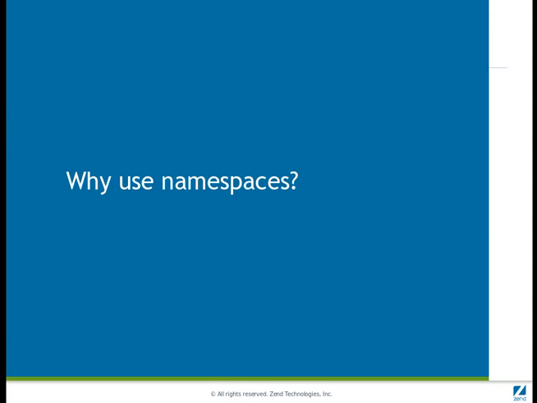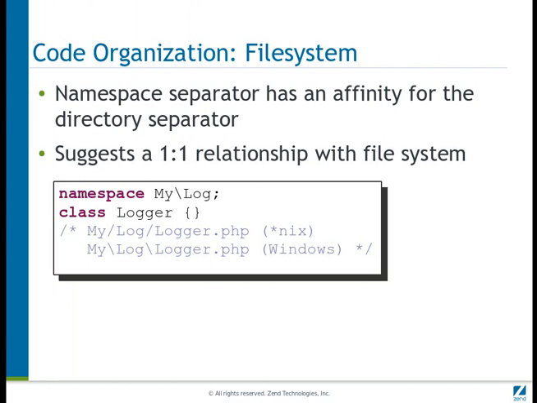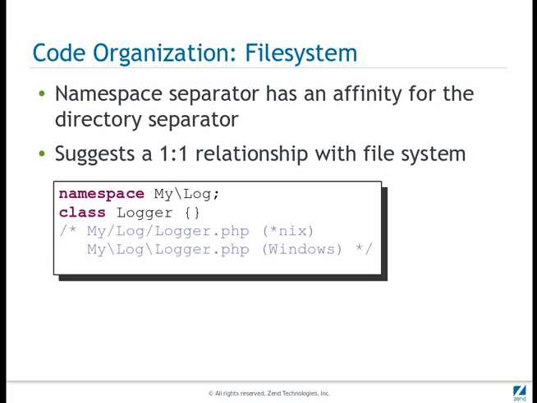So we've seen a number of examples. The big question is, why do we want to use namespaces in the first place? First off, for those of you familiar with the PEAR coding standards, or if you've used Zend Framework, which also adopts PEAR coding standards, we've had this concept of one class per file and a one-to-one relationship of the class name to the file system name.